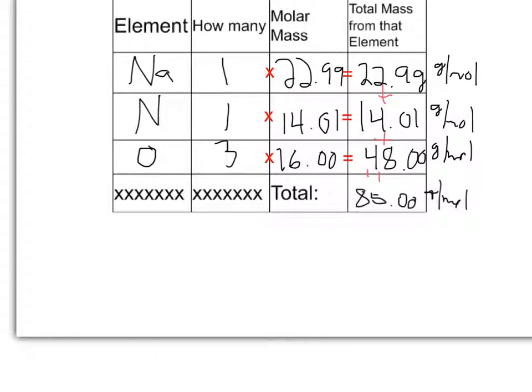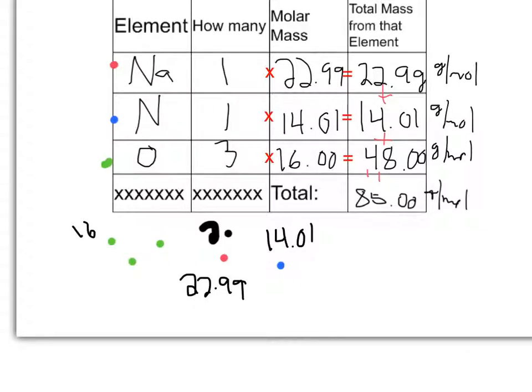And hopefully this makes sense, because if we draw this out, we can have an oxygen. Each oxygen from our periodic table has a mass of 16 grams per mole. Then we have the sodium that has a mass of 22.99, and then we can also have nitrogen, which has a mass of 14.01. So I'll go ahead and color code these really quick. Here, this sodium is 22.99, this nitrogen is 14.01, and each one of these oxygens is 16.